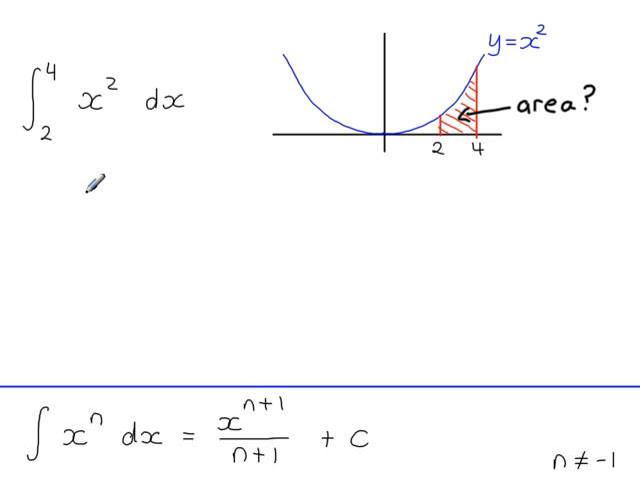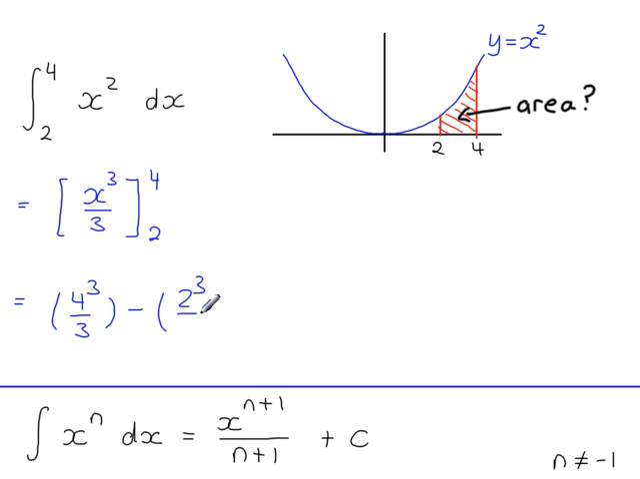So integrating first gives us x cubed over 3. Put the result in square brackets, put the limits on the outside, and then substitute the limits in, so putting the 4 in first. So we've got 4 cubed over 3 minus, and then substitute the 2 in, 2 cubed over 3, giving 56 over 3.